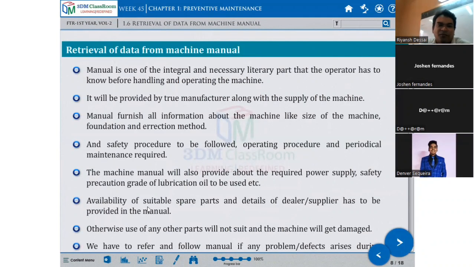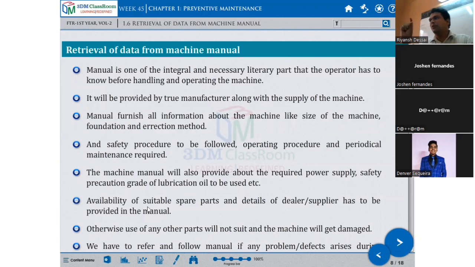Retrieval of data from the machine manual. The manual is one of the integral and necessary literary parts that the operator has to know before handling and operating the machine. Any machine, when it is delivered by some manufacturer or some industry, comes with a manual along with the machine: how to operate, how to maintain, everything.